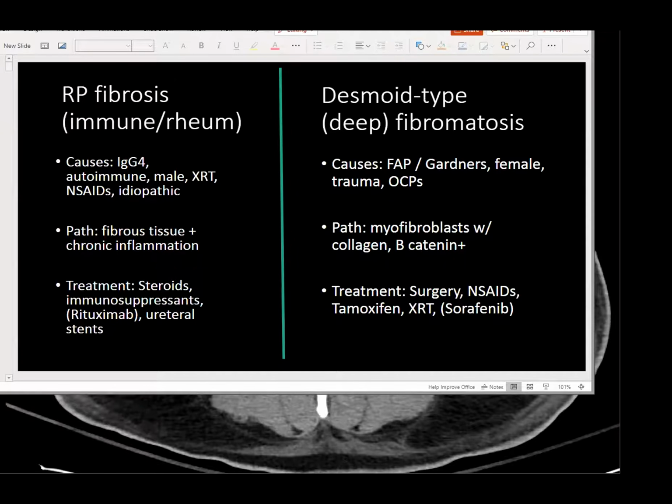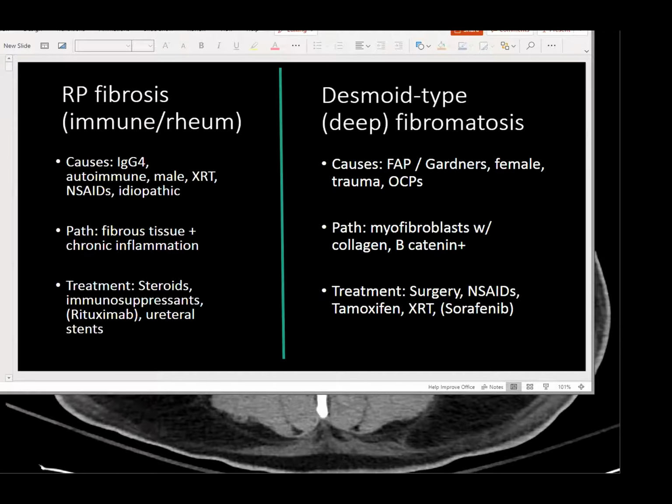Desmoid type fibromatosis is a type of deep fibromatosis, as opposed to the more superficial ones like Peyronie's disease or plantar fibromatosis. These are much more common in patients with FAP and Gardner's, female patients with a history of trauma, because it's kind of like a keloid, and oral contraceptives. And pathologically, these are different. They're myofibroblasts with collagen, and they will stain for beta-catenin. And they're treated differently as well.